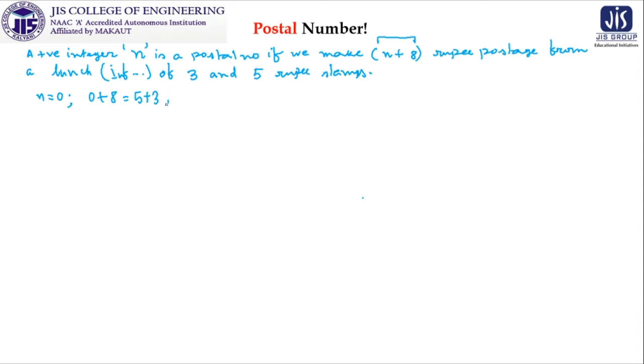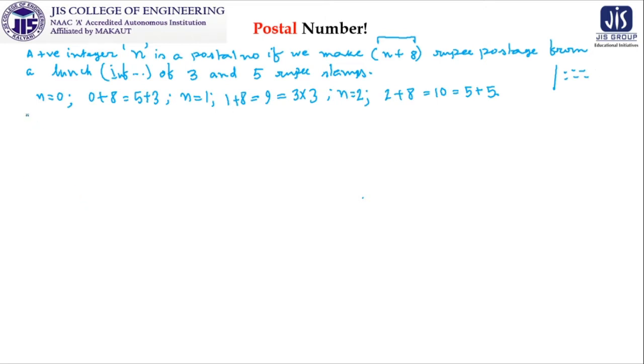Clear? Now if we take n equal to 1, then 1 plus 8, that means 9, we can write 3 into 3, that means 3 rupee postage. So it can be represented. You can write it as 0 into 5 plus 3 into 3. If you take n equal to 2, then 2 plus 8 is under checking, so 10, and 10 can be written as 5 plus 5. In this way, at home you can try other numbers, but I think I have made clear what a postal number is.